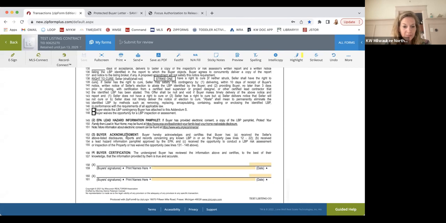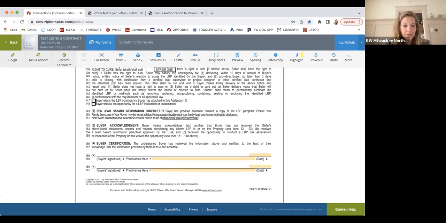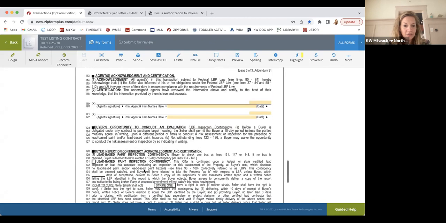As buyer's agents, make sure that you are marking which option the buyer wants. Don't just leave it blank. And then on line 158, the buyers will sign. And then as a buyer's agent, you will sign on line 121.